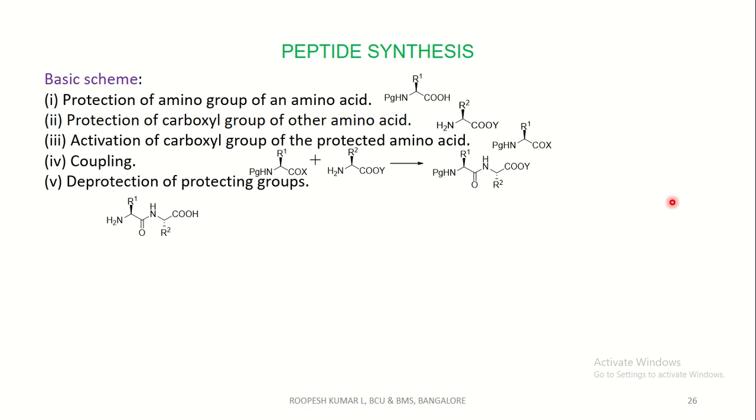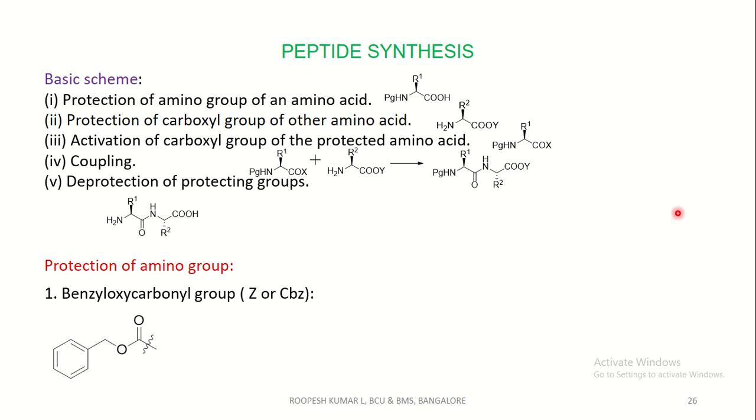And let's discuss one by one. First one, protection of amino group. It is also called as N protection. The first group used is benzyl oxycarbonyl group, that is Z. It is also abbreviated as Z or sometimes CBZ. This is the structure of the benzyl oxycarbonyl group. This is one of the groups used to protect an amino group of the amino acid.